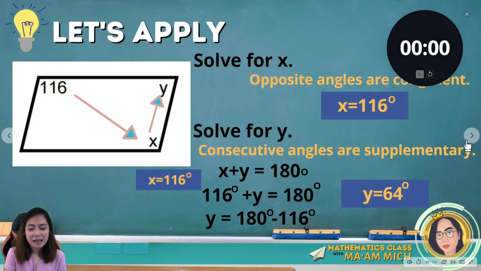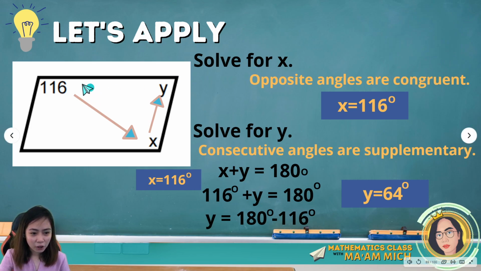Okay, so first, let's solve for x. What is the relationship of this given 116 degrees and angle x? Okay, they are opposite angles, and in the properties of parallelogram, opposite angles are congruent. Therefore, we have angle x is equal to 116 degrees. How about for angle y? What is the relationship of x to y, or 116 degrees to y?